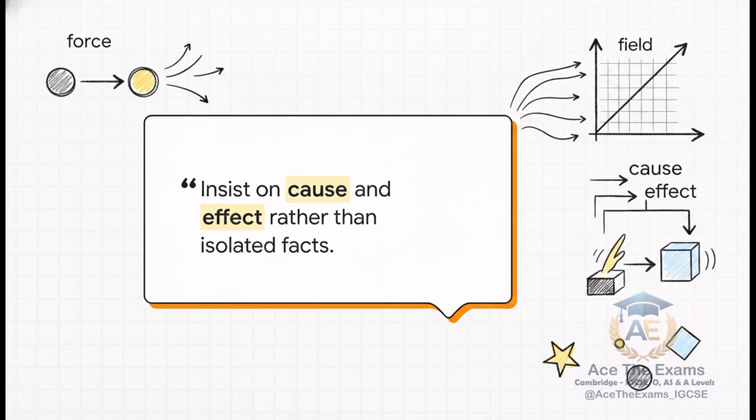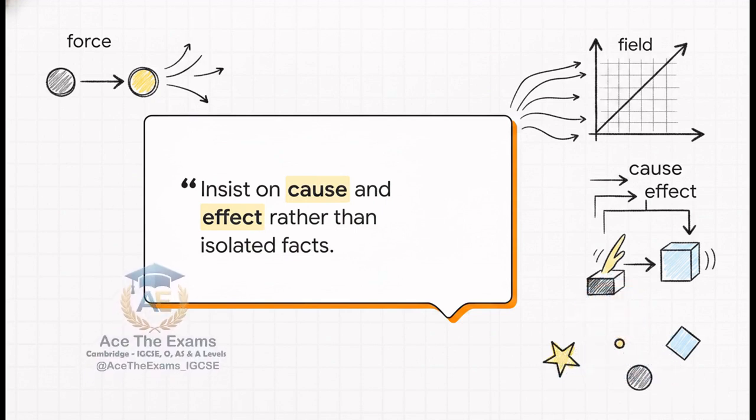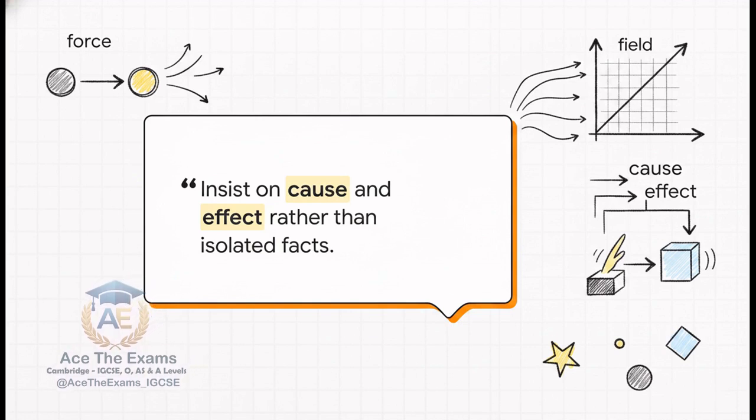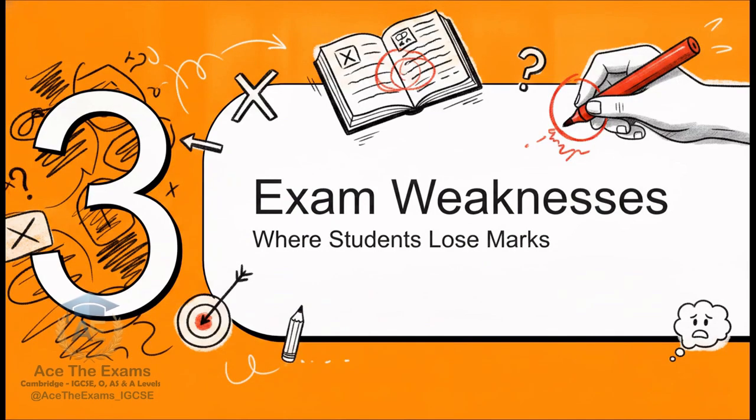You have to decode the command words. If the command word is describe, you state what happens. But if the command word is explain, which it so often is, you must provide the cause and effect. Cause and effect reasoning is the absolute core of high-level physics comprehension. Isolated facts will get you a passing grade, maybe, but relentless cause and effect reasoning, that will get you top marks, every single time.